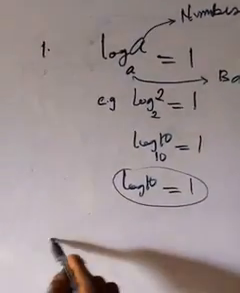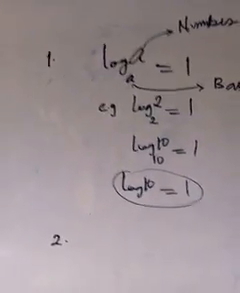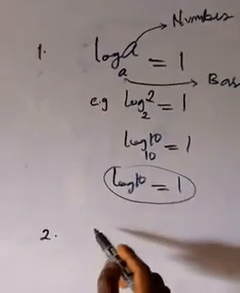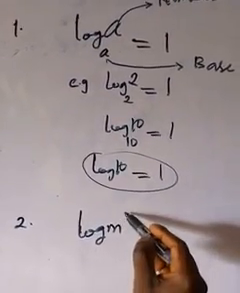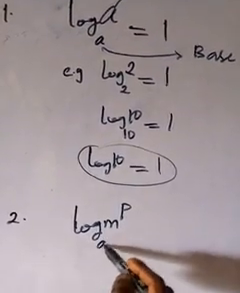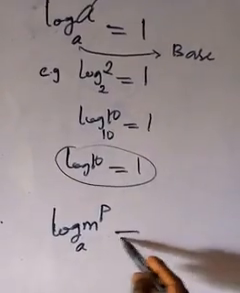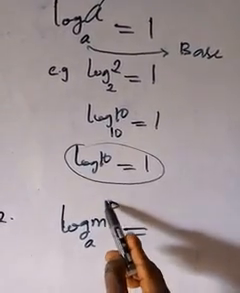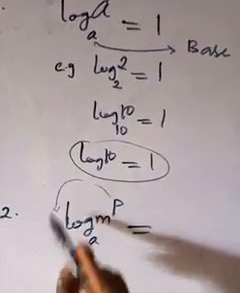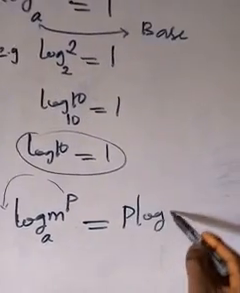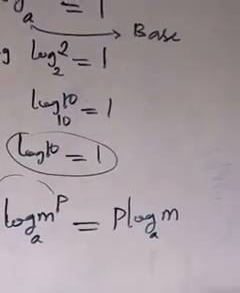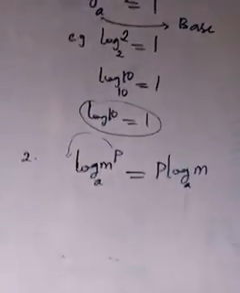Now the second one is this. If we have log of m raised to power p base a, this p that we are seeing here will come and multiply the log. That is going to be p log m base a.